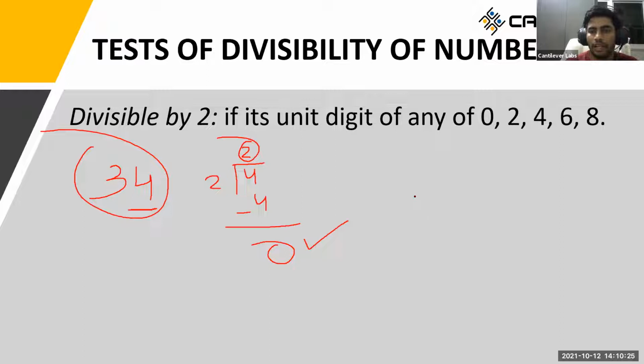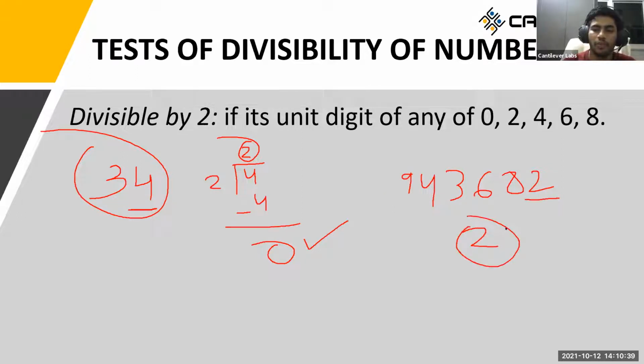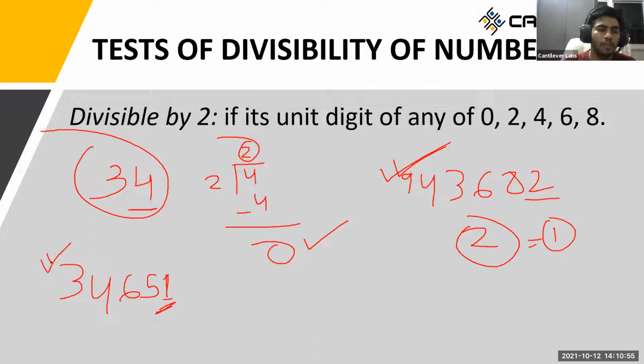Now we'll take a larger number, for instance, let's say 9,403,682. In this number, we can see that the unit digit is 2. When we divide 2 by 2, we get 1. So we can conclude that this number is completely divisible by 2. But if we take a number such as 34,651, here the last unit digit is 1. We know that 1 is not divisible by 2. Hence, the whole number will not be divisible by 2.